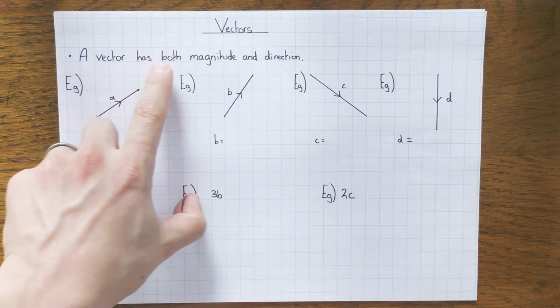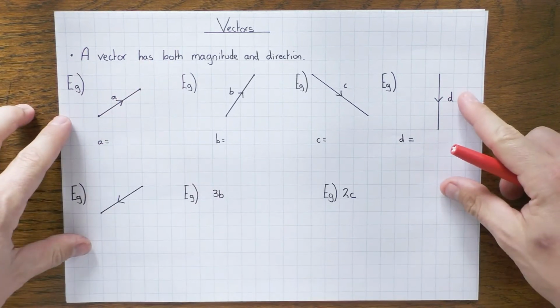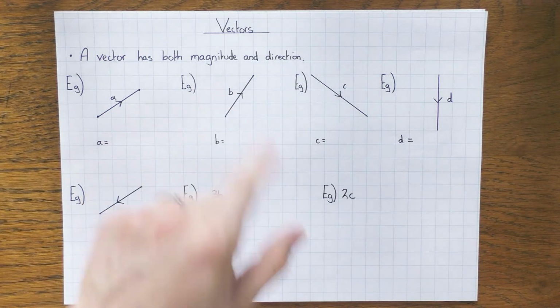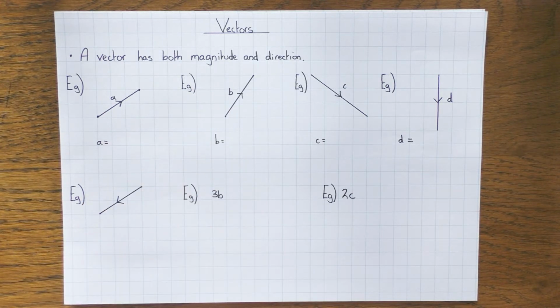A vector has both magnitude, so like a size, and direction. A classic example of this might be if you kick a football: how fast it's going would be the magnitude, and which direction it goes would be the direction. You have probably also seen vectors when looking at transformations, more specifically translation, when we talk about moving a shape up, down, left or right, because we use column vectors.